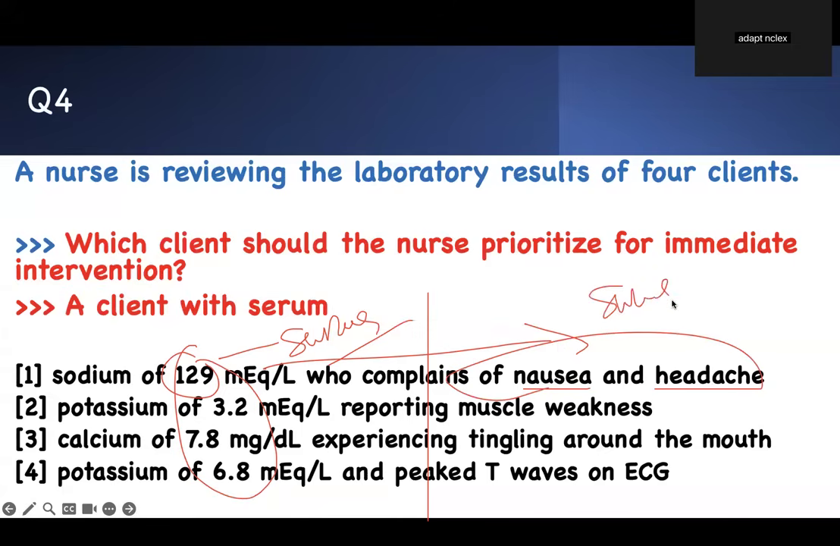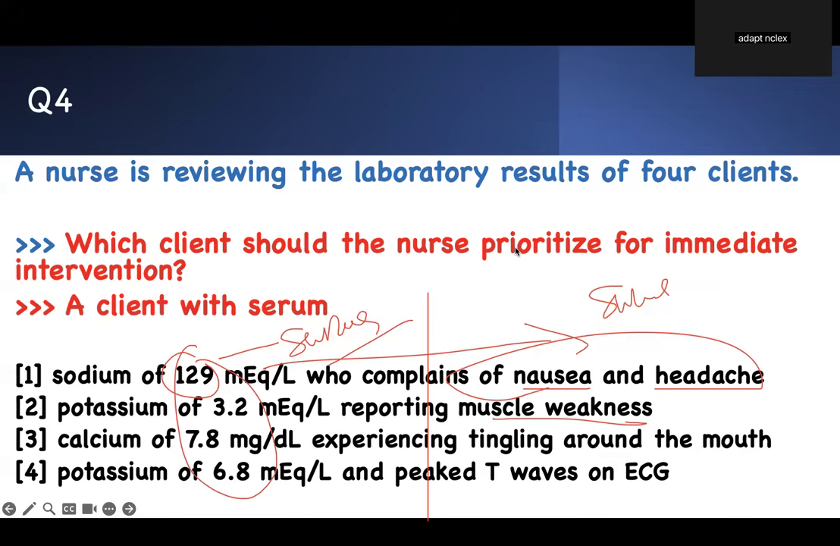Potassium 3.2 is bad. You're going to have muscle weakness, right? Spasm and other things. That's bad, right? Calcium of 7.8, experiencing tingling around the mouth. That is also a bad problem. It's having signs and symptoms of hypocalcemia. Potassium of 6.8 has peaked T waves. All of them are bad, but there's only one person whose situation is bad. Elevated potassium and the EKG changes.